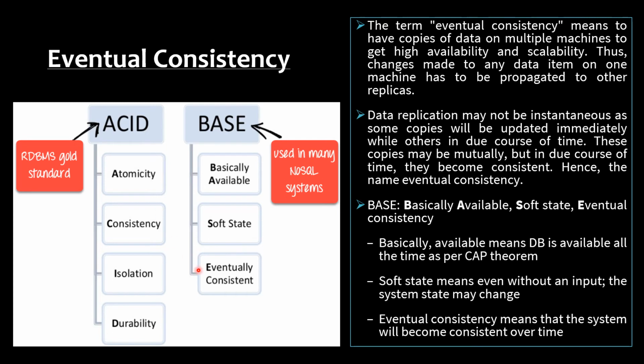So that is BASE. Basically available means the database is available all the time as per CAP theorem. Soft state means even without an input, the system state may change. And then eventually consistent. Eventual consistency means that the system will become consistent over time. So BASE is used in NoSQL databases.